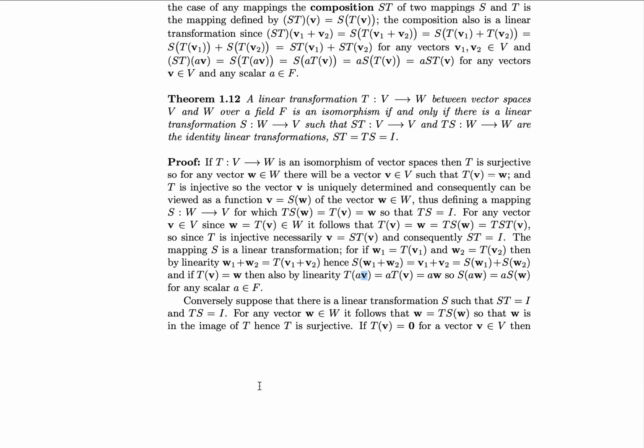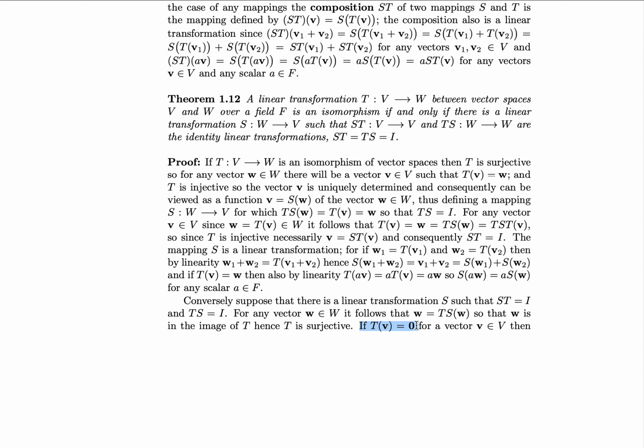Now let's do the reverse direction of this bijection. Let's conversely suppose that there is a linear transformation S such that ST is equal to I and TS is equal to I. Therefore, for any vector W in W, it follows that W is equal to TS of W, since TS is the identity map, so that W is in the image of T. Therefore, T is surjective, since we chose any W in W.